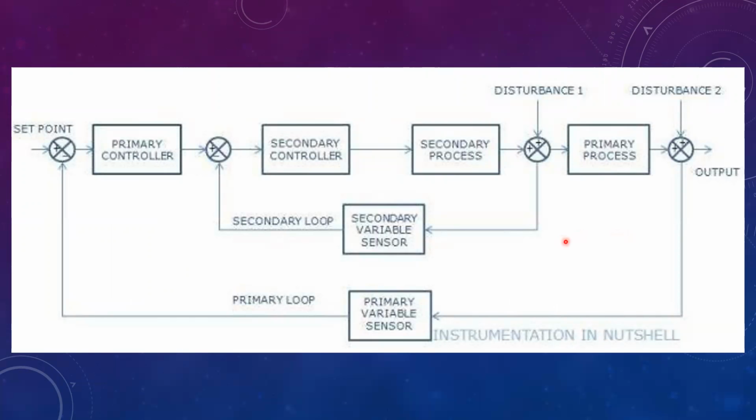So now we can see the overall view of how a cascade control diagram works. Here we have the primary controller, as I said, and the secondary controller, which is going to affect the secondary process and also the primary process. We have also two disturbances entering, and the sensors according to the secondary variable or the primary variable. And here we can see the secondary loop and the primary loop.